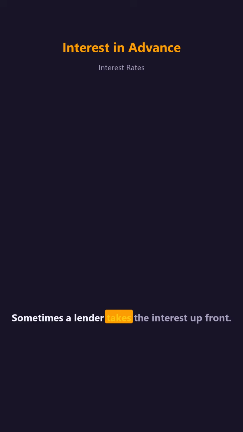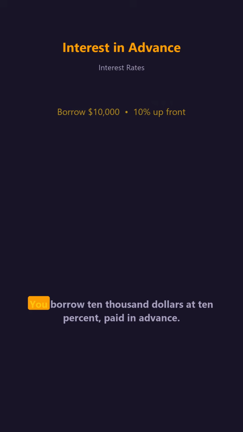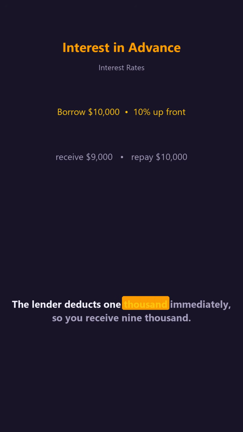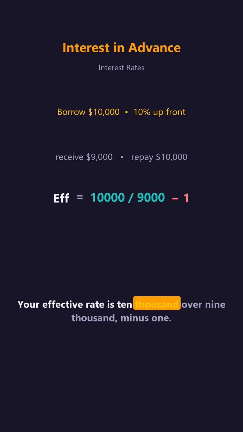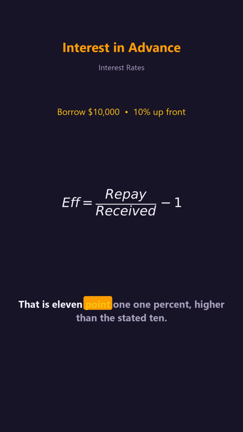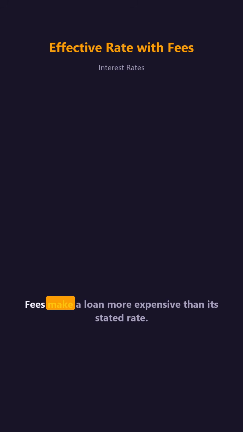Sometimes a lender takes the interest up front. You borrow $10,000 at 10%, paid in advance. The lender deducts $1,000 immediately, so you receive $9,000. But you still repay the full $10,000. Your effective rate is $10,000 over $9,000, minus 1. That is 11.11%, higher than the stated 10. Fees make a loan more expensive than its stated rate.